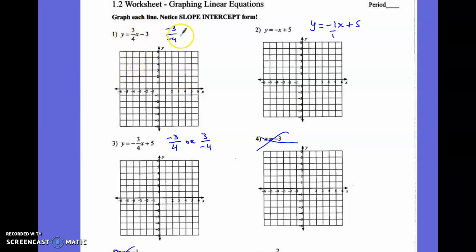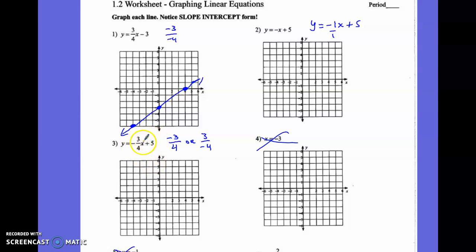Just as a refresher, if you do number 1, you start at -3, so we go down 3, we put a dot there, and then we go up 3 to the right 4, 1, 2, 3, 1, 2, 3, 4, or we can go down 3 to the left 4, 1, 2, 3, 1, 2, 3, 4, and draw our line. So that's your example. Again, these are refreshers. We've done a lot of this in the previous 2 chapters.